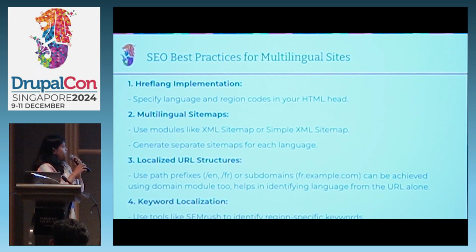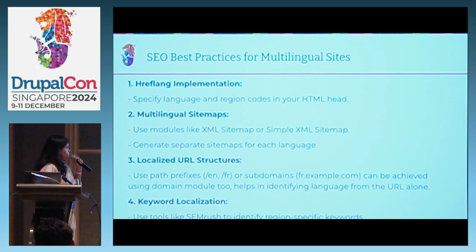The third and important point is having localized URLs. So we can have either subdomains, for example, the French language fr.example.com, or otherwise we can have subdirectories that have prefixes for different languages. This again helps with the SEO performance and identifying which language should be displayed for a user.